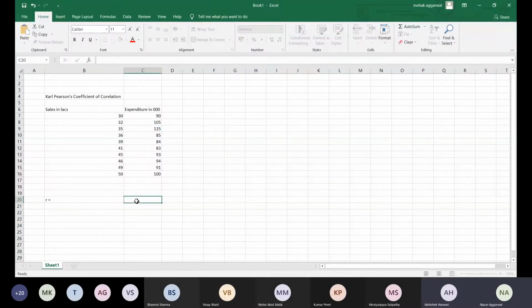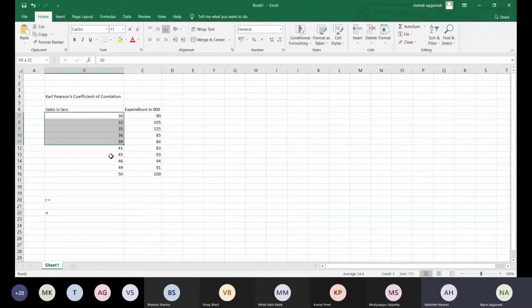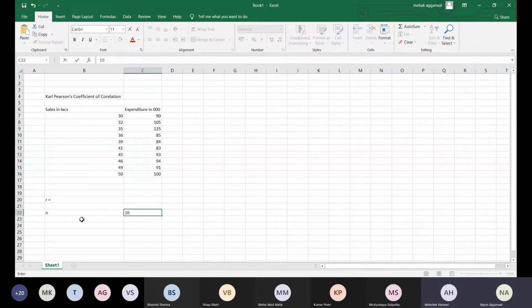Here, the first thing we have to calculate is n sigma xy. So what is n over here? In our case, what is the value of n? It is 1, 2, 3, 4, 5, 6, 7, 8, 9, 10. So there will be 10 in number. Both have 10. It is not like the sales is 10 and expenditure is 20. So the n is the same, that is 10.